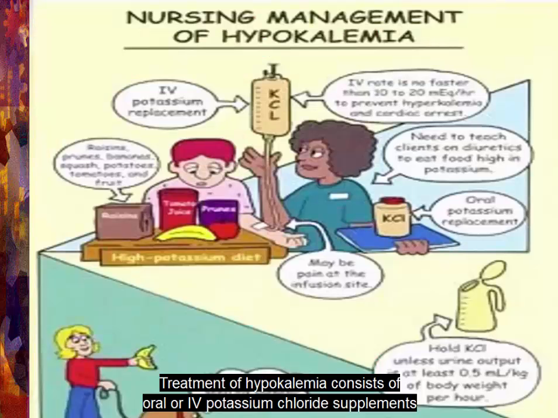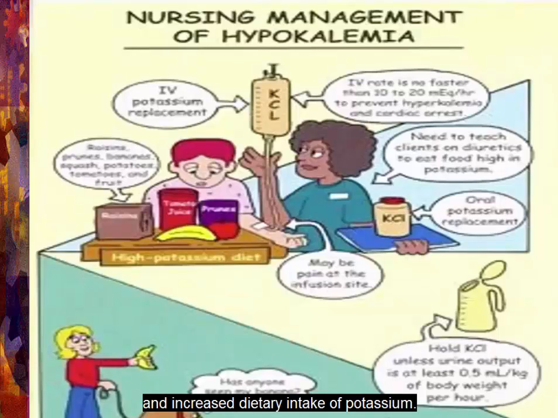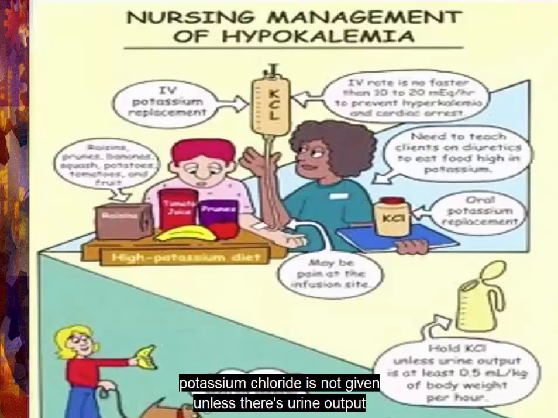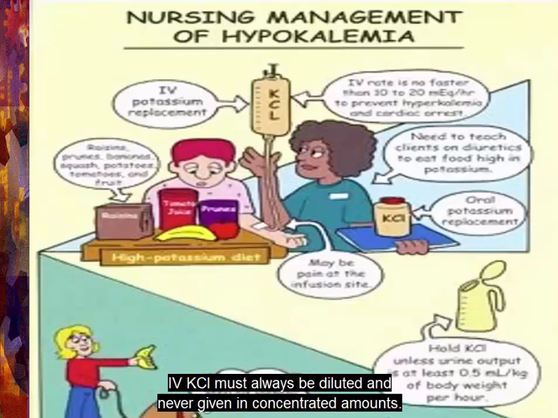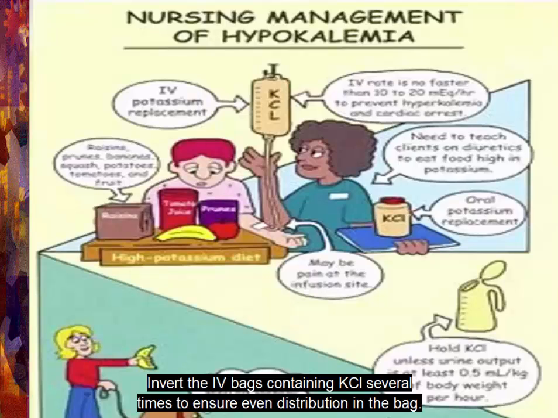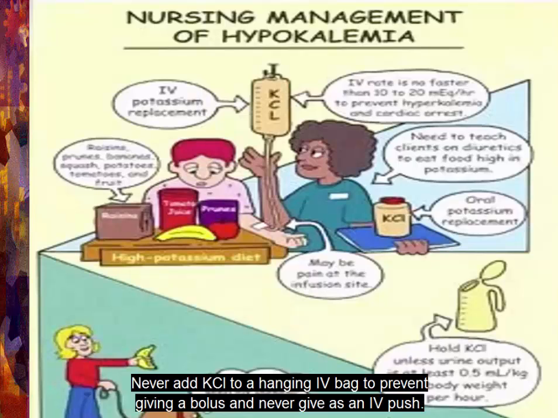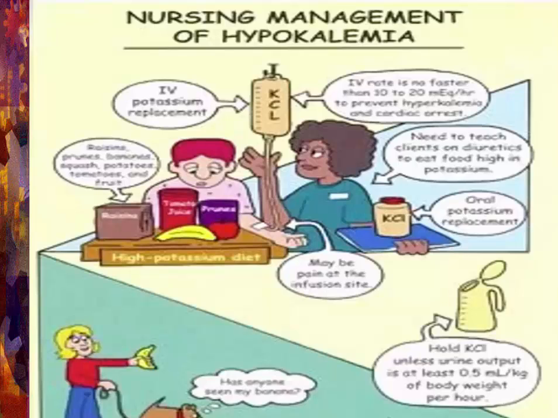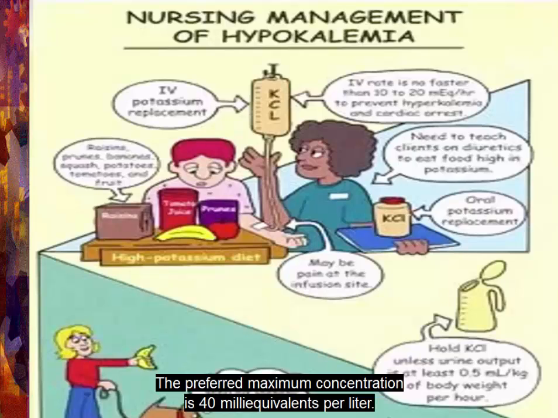Treatment of hypokalemia consists of oral or IV potassium chloride supplements and increased dietary intake of potassium. Except in severe deficiencies, potassium chloride is not given unless there's a urine output of at least 0.5 mL per kilogram of body weight per hour. IV KCl must always be diluted and never given in concentrated amounts. Invert the IV bags containing KCl several times to ensure even distribution in the bag. Never add KCl to a hanging IV bag to prevent giving a bolus, and never give as an IV push. The preferred maximum concentration is 40 milliequivalents per liter.